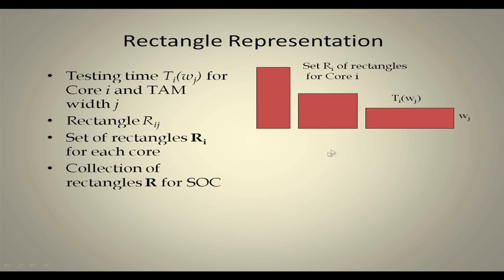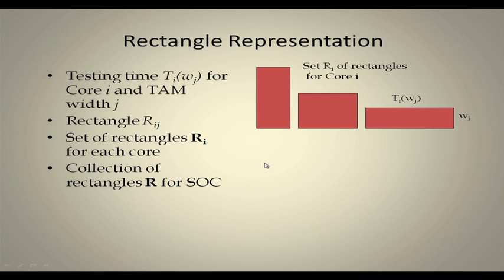So these are the different cases. We have got one rectangle, its width represents Wj, that is the number of TAM lines that are allocated to it in the wrapper design, and this TIWj is the corresponding test time. From the wrapper design we will know the corresponding test time. Similarly, in another case, this is the Wj value and accordingly this is the TIWj. Third case, this is the Wj value and this is the TIWj value. So the testing time TIWj for core I and TAM width Wj represents the rectangle Rij.